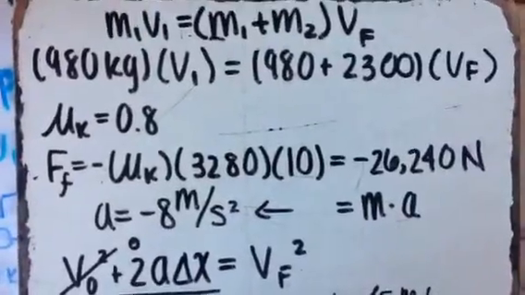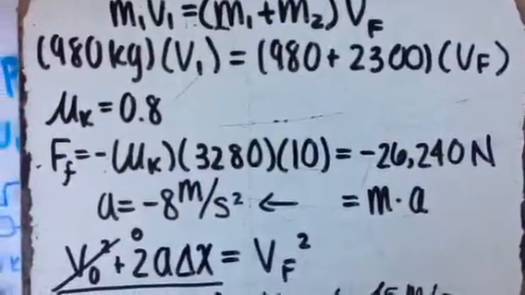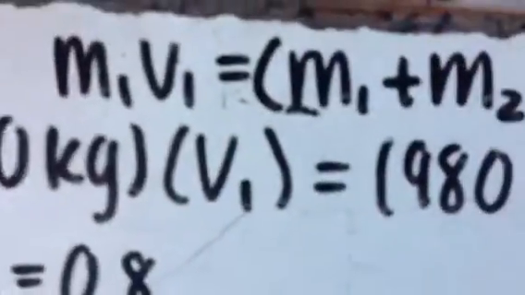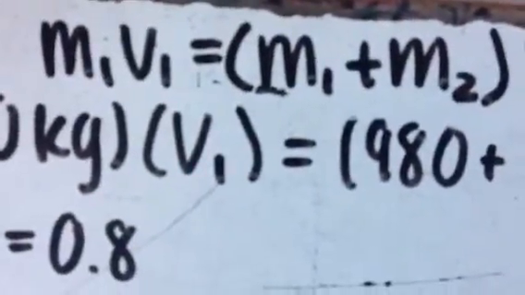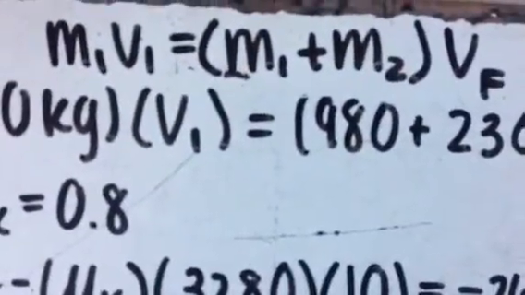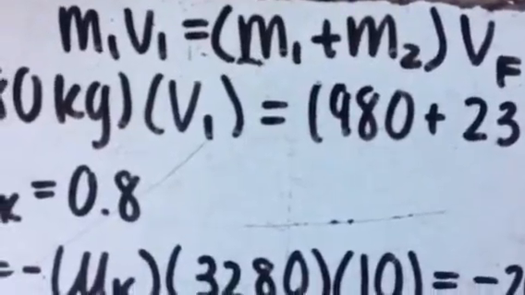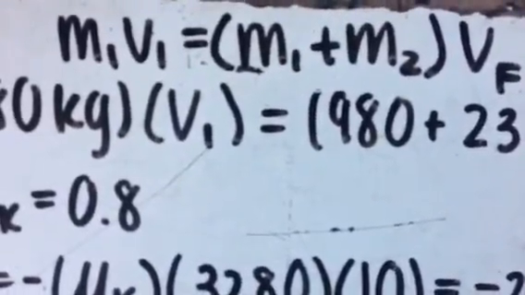Have you figured it out yourself? Let's check if your answer is correct. So, to begin, we use the equation of conservation of momentum. m1v1 plus m2v2 is equal to (m1 plus m2) v final.